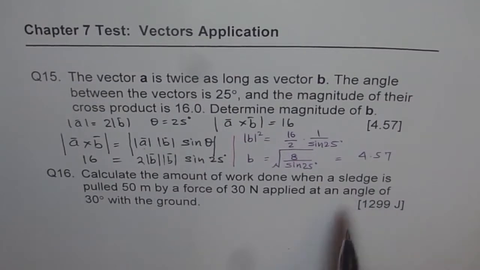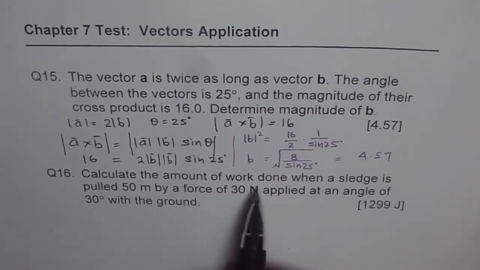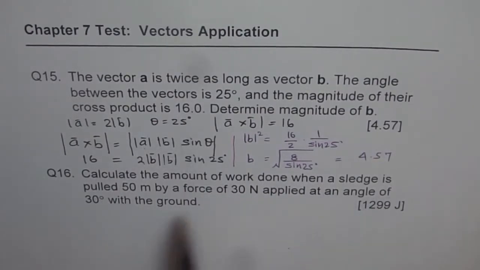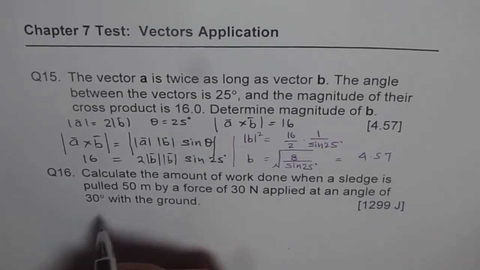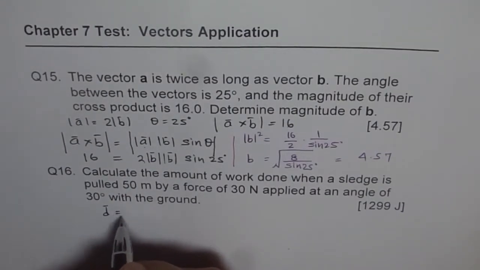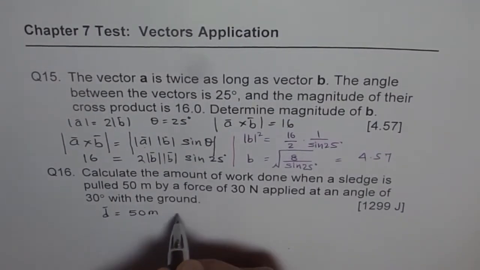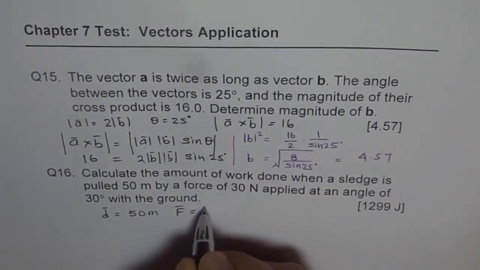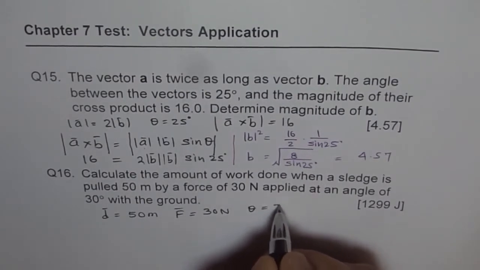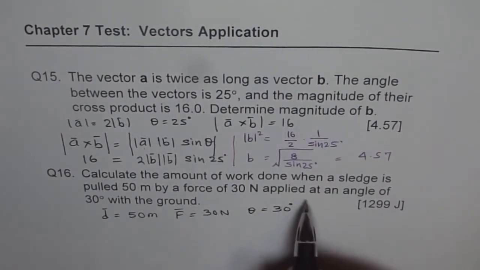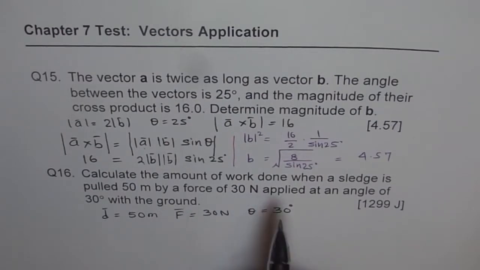Thank you. Let's move on to the next question, which is question 16, which says, calculate the amount of work done when a sledge is pulled 50 meters by a force of 30 newtons, right? So we are given displacement. Let's say displacement is 50 meters, force is 30 newtons, right? Applied at an angle theta of 30 degrees, right? And calculate the amount of work done.